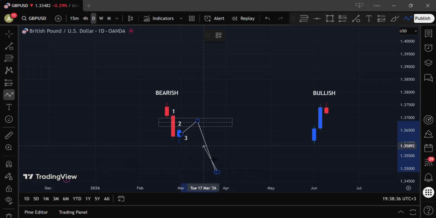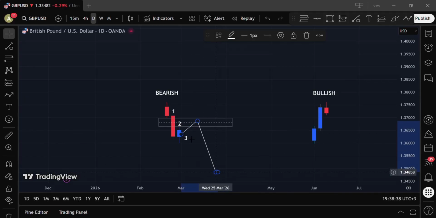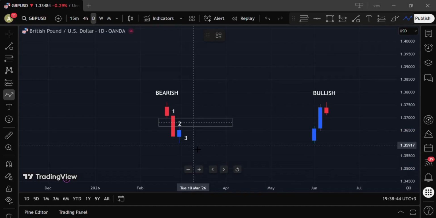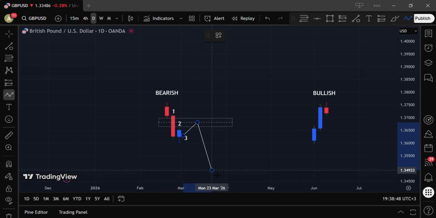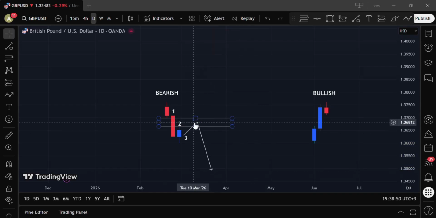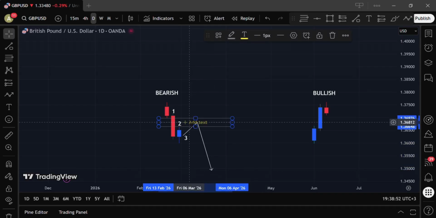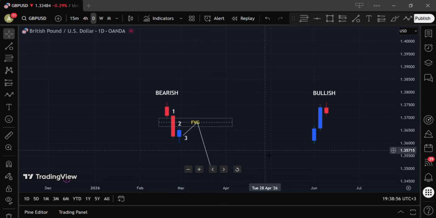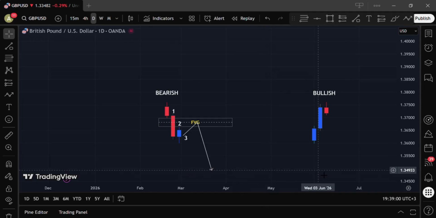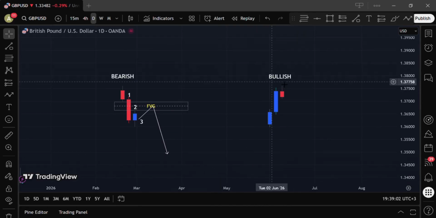So whatever we have formed here, that is giving me a lot of trouble there, it will come back here and then continue with the direction. So here we have this one, here is the fair value gap, this is the FVG. So the price will come back, fill the fair value gap, which is the imbalance, and then continue with the direction.